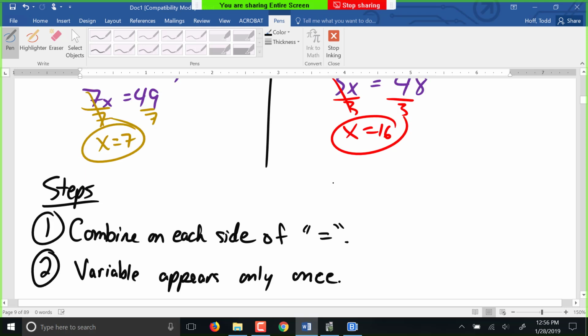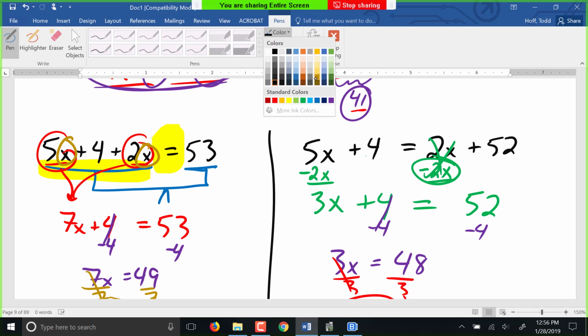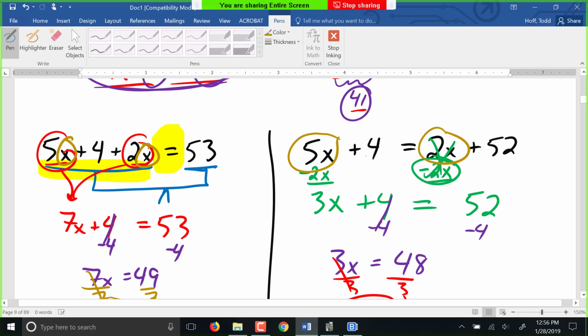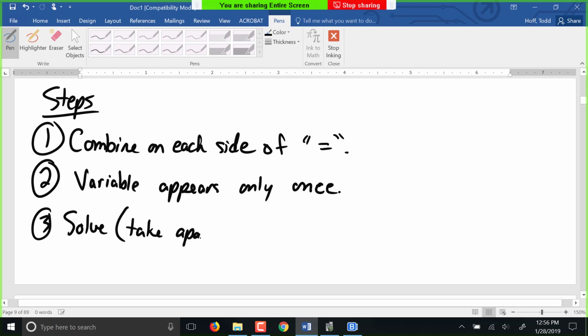That's like in this one over here on the right side. There was nothing we could combine, but the variable appeared on both sides. On the left side, after we combined 5x and 2x, the variable only did appear once at that point. We didn't have anything more to do. The third step then in solving and dealing with equations is to solve. And resolve just means to take apart. Get it back to that form where it's a variable equals a number.